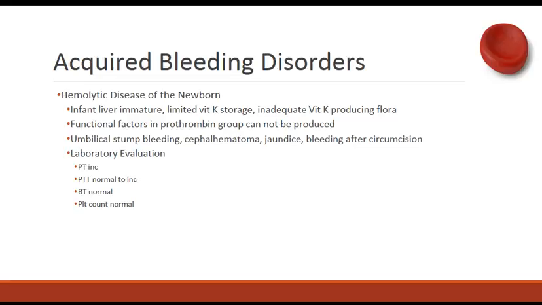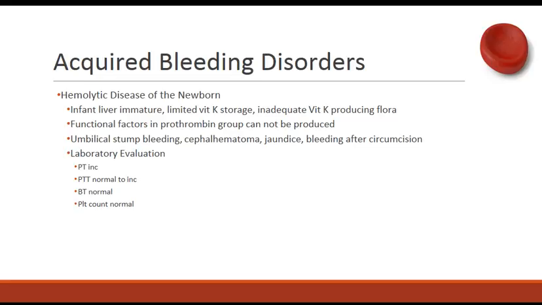Okay, hemolytic disease of the newborn. This happens when a baby's liver is immature. There's limited vitamin K, and there's inadequate normal flora in the intestines producing vitamin K, and vitamin K is needed in clots. Their prothrombin factors cannot be produced.